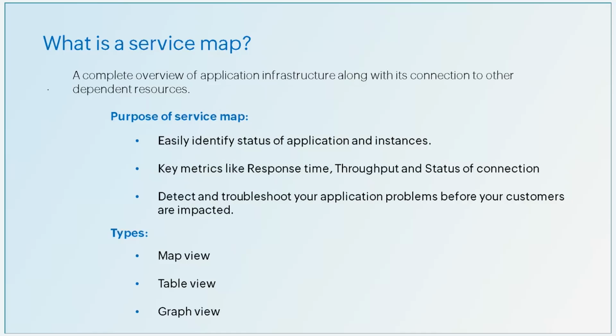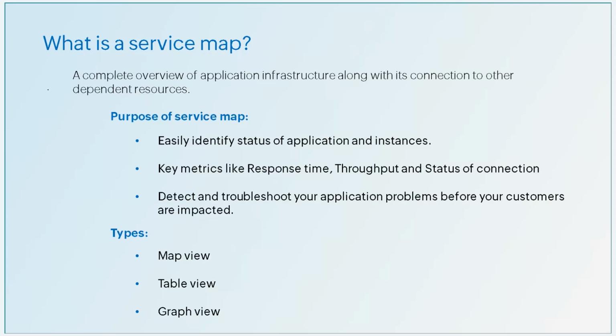The main purpose of a service map is to identify the status of the application and its related instances, monitor key metrics like response time, throughput, and the status of the connection, detect and troubleshoot any application problems before customers are impacted, and also identify the number of failed requests.